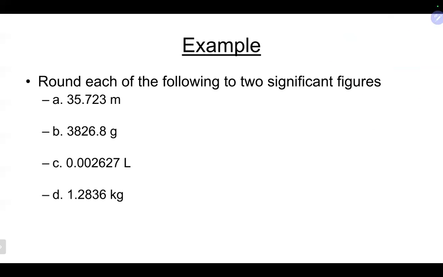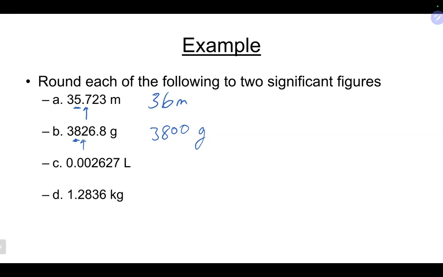All right, so if we're going to go 2 sig figs on these, looking at the first one here, our second significant figure would be the 5. So that would then look at the 7, which means we should round up in this case, and we should end up with 36 meters. Looking at the next one, the second sig fig would be here. We would look at the 2. Here we would drop the rest of the numbers. So this would be 3,800 grams.